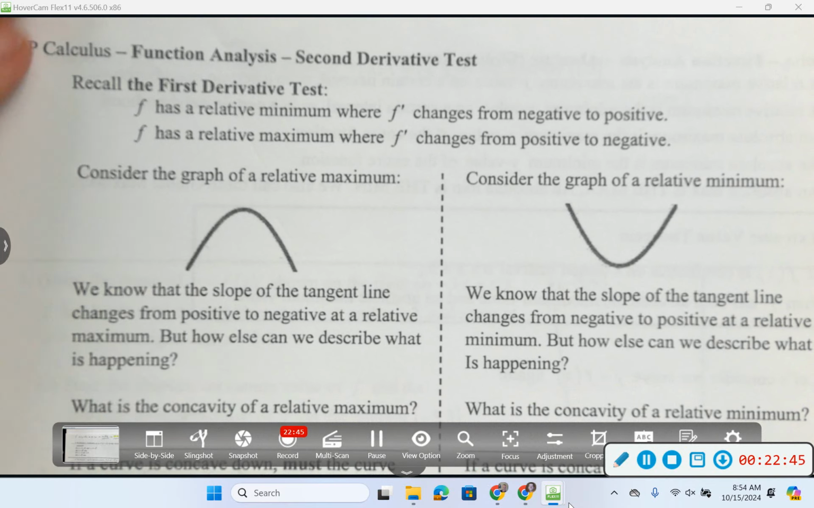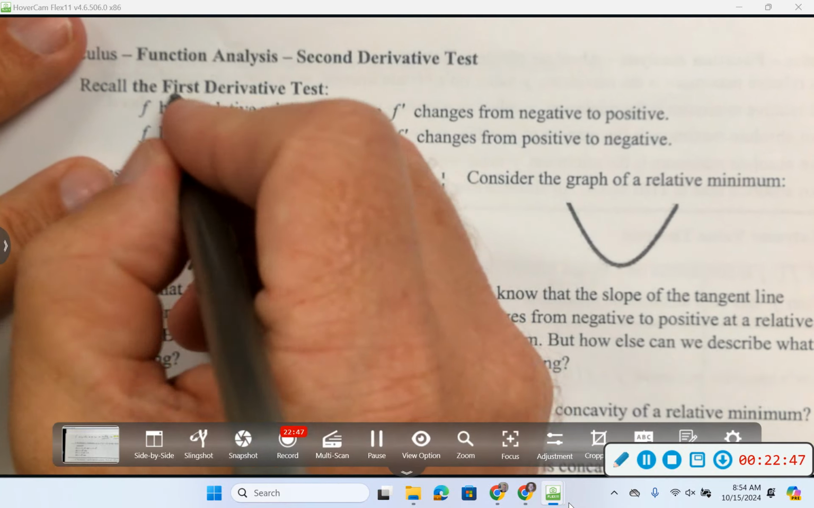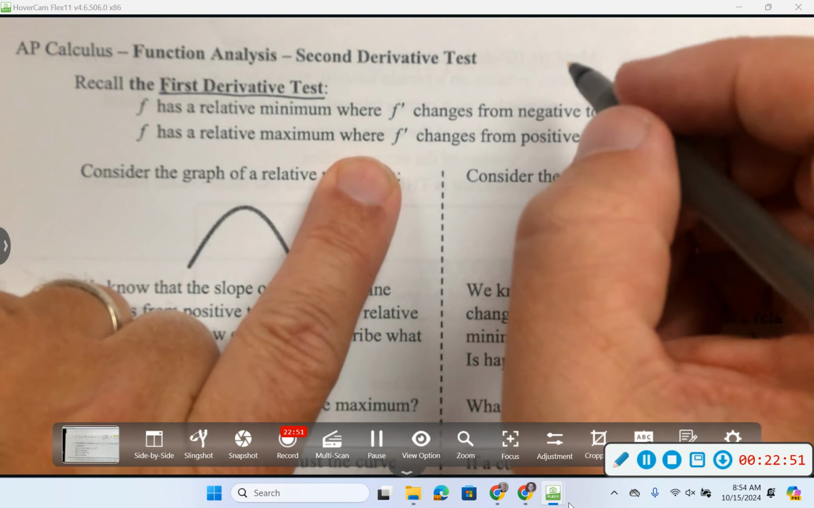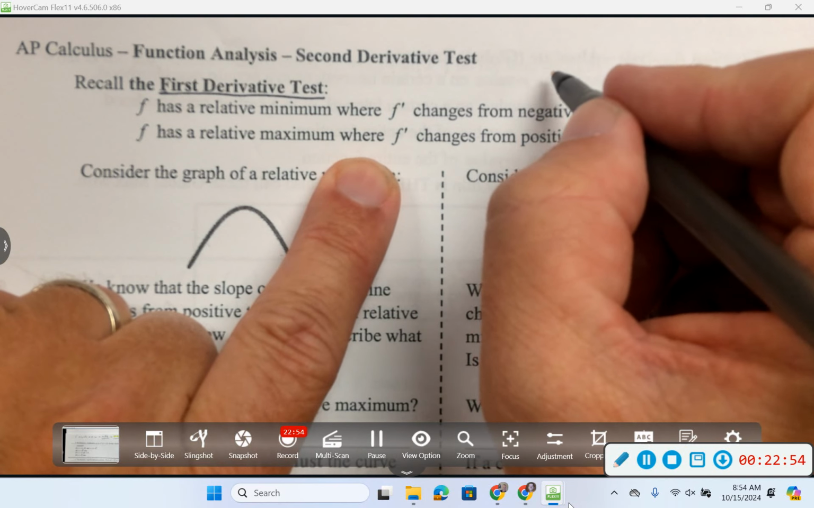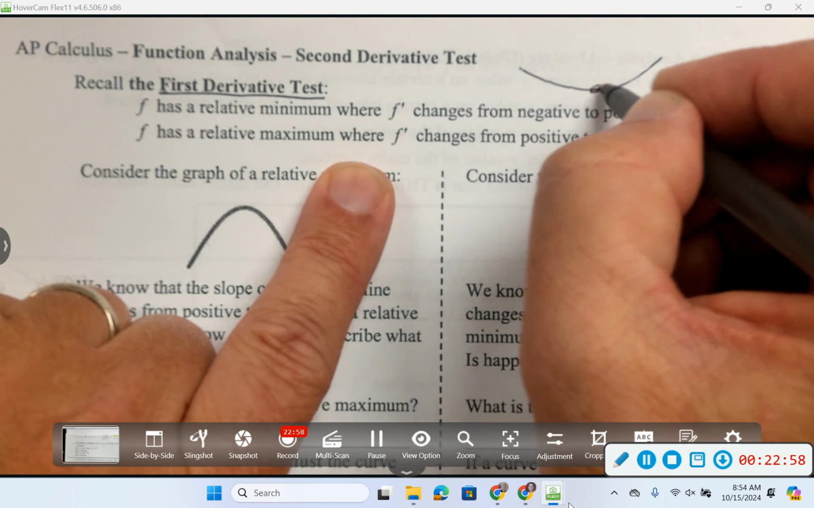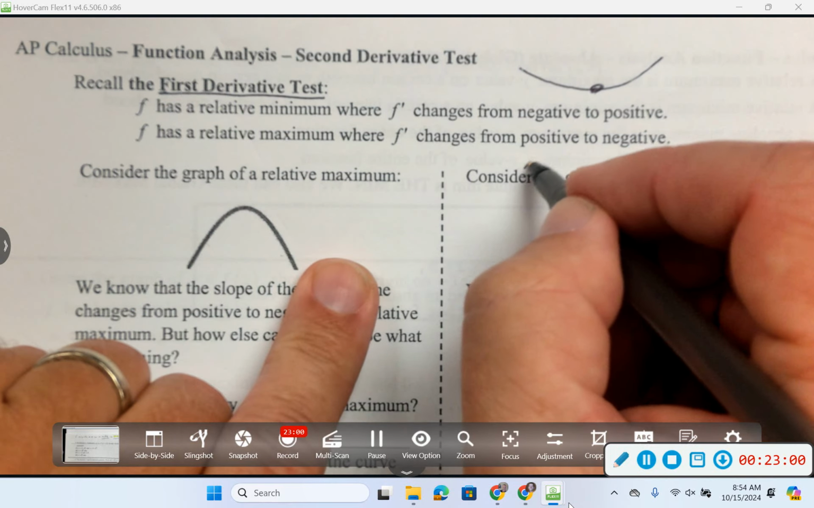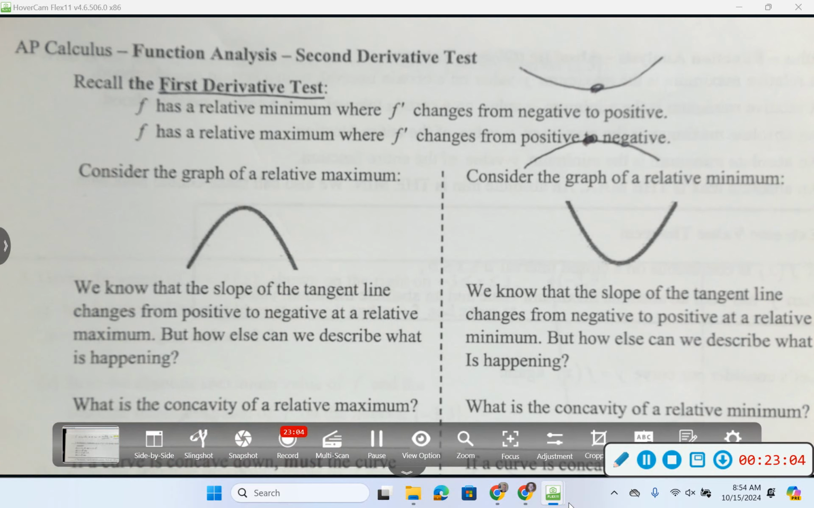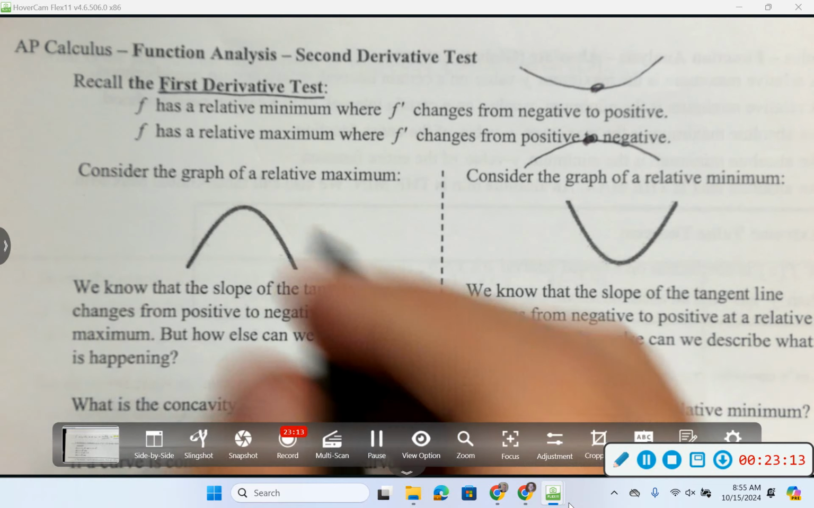Okay, second derivative test. The first derivative test is what we did yesterday. F has a relative minimum where f prime changes from negative to positive, and a relative max when we change from positive to negative. That makes sense. That's the number line. If we go from increasing to decreasing, we have a max. Okay, well, let's look at the graph of a relative maximum.